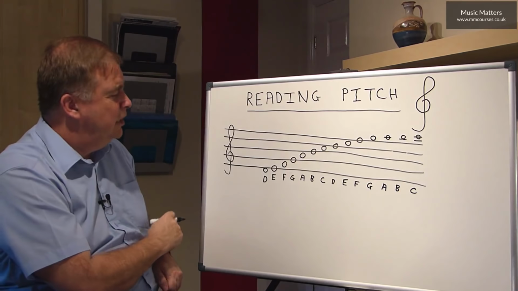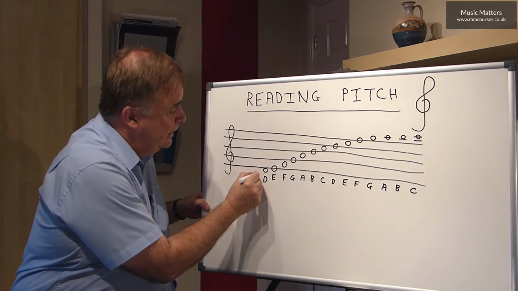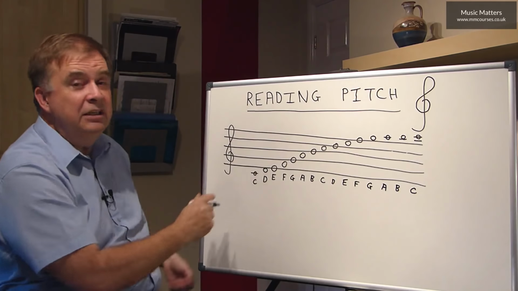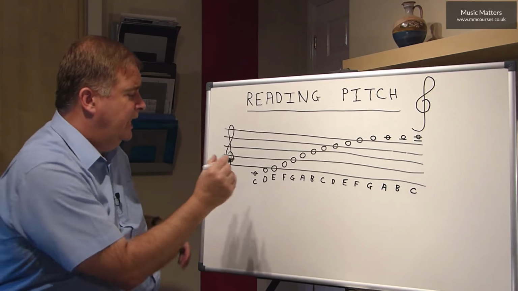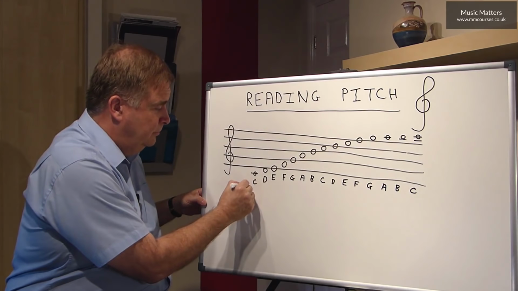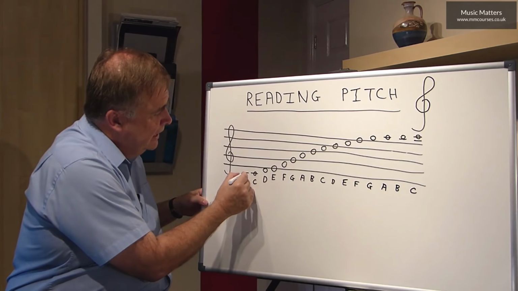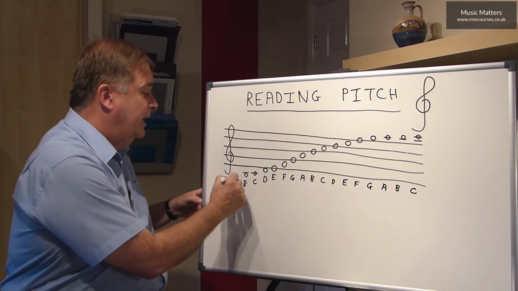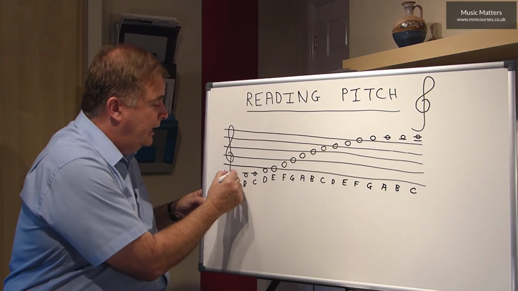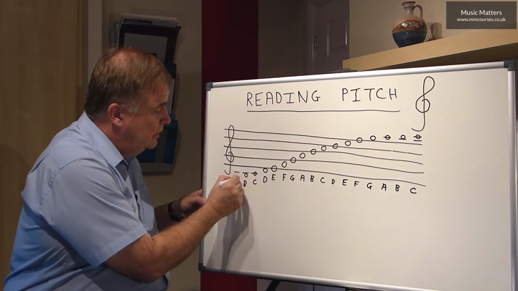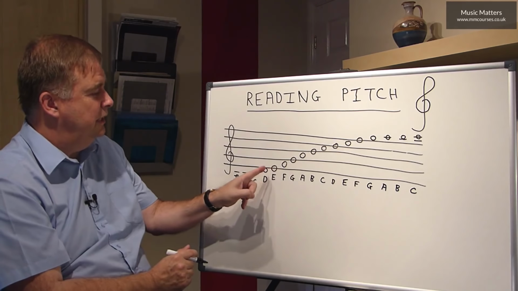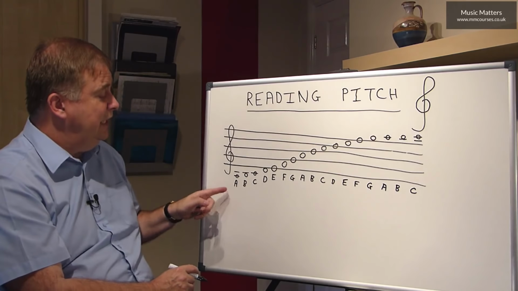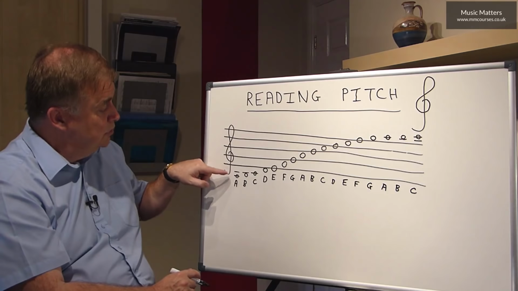You can then see that we're going to need a ledger line. So here's a ledger line, and this note will have to be C, because C comes before D in the alphabet, doesn't it? What are we going to do for B? Well, we need the ledger line for C, and we're now going to use the space underneath that ledger line to get B. Then we're back to A. A is going to need two ledger lines, because we're still going line, space, line, space, line. And again, we can carry on. So G would be in the space below those two ledger lines.